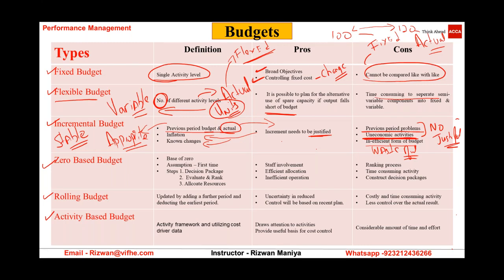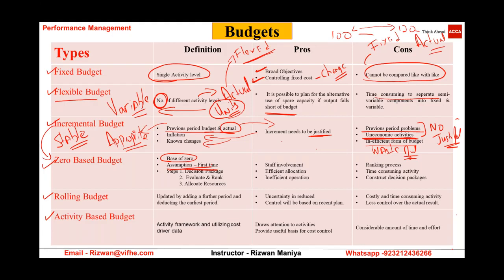Okay, so incremental budget, I have covered this quickly. Zero based budget is the next budget, one that starts from a base of zero. Now if you see, incremental starts from previous year actual result, but zero based budget says no, you need to start the budget from the base of zero, and it assumes that budgeting activity is being undertaken for the first time.